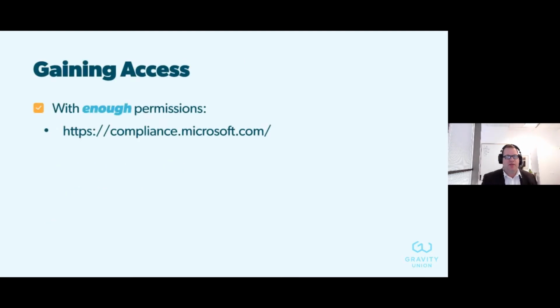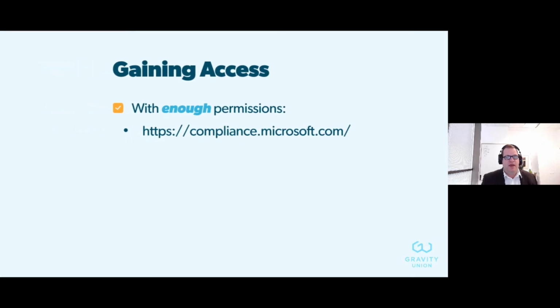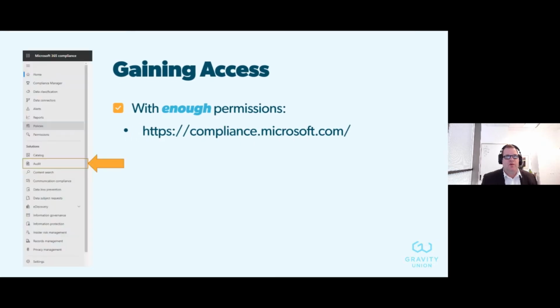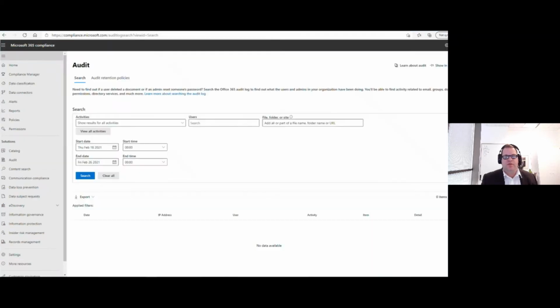So with enough permissions, you can go to compliance.microsoft.com. And if you do that, in order to get to the audit trail, we'll see that we have a little audit trail button to the left-hand side. It may be hidden under a little more options button. And if we go look at the page, this is what the audit trail interface looks like. So you're able to specify some activities, some users, a date range, and drill into that audit trail and pull the information out.